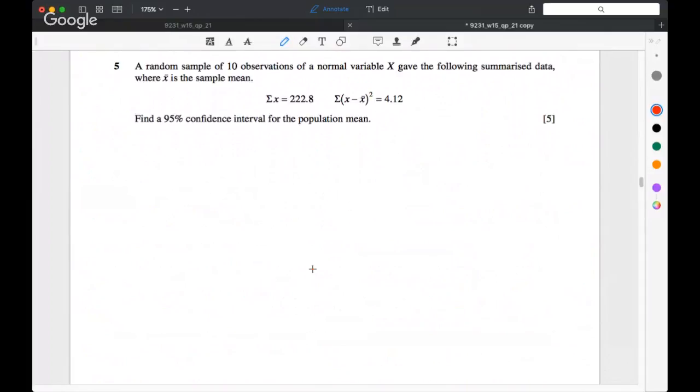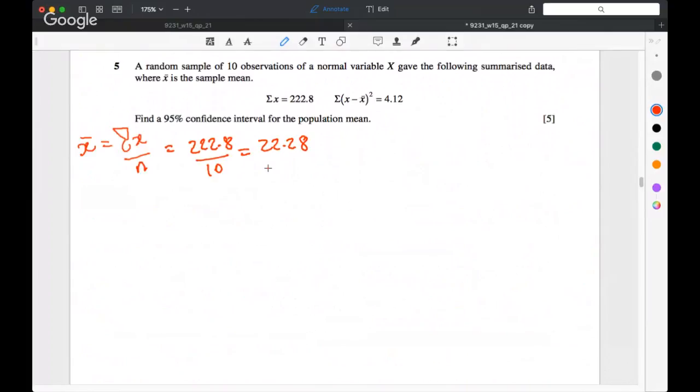So the first thing that's always probably a good idea to do in these stats questions is to find the average. So what's the average? Well, it's just the sum of x divided by the number of observations, n. So it's 222.8 divided by 10, which equals 22.28, and that's the mean.